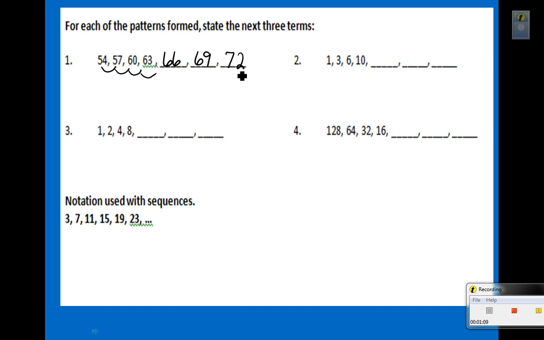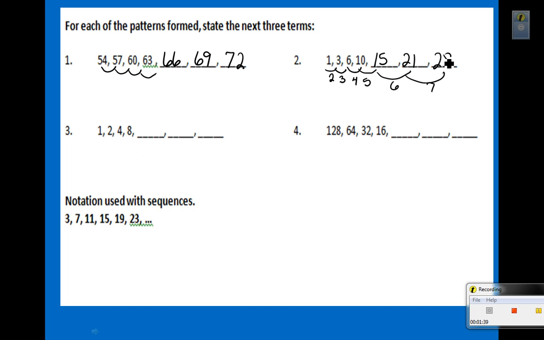If you look at number 2, you could pause there a little bit and see if you can figure it out. But it looks like from here to here, we added 2, and then 3, and then 4. Well, the pattern could be, I'm going to add 5 and get 15. I'm going to add 6 and get 21. I'm going to add 7 and get 28. So there's my pattern. That one doesn't have a special name.